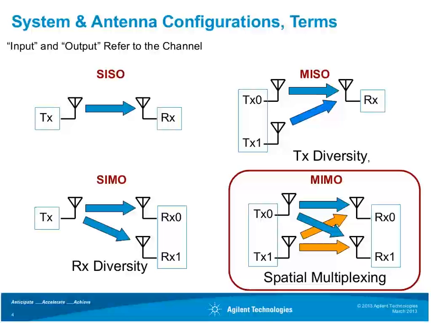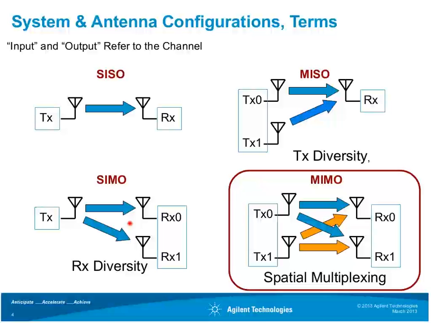Below here is SIMO, and this is receive diversity. So you have one transmitter and two receivers. SIMO is suited to low signal-to-noise conditions, such as operating at the cell edge or fading. There is no improvement in peak data rates, though. But SIMO is more robust in difficult radio conditions since SIMO operates at a lower signal-to-noise ratio.